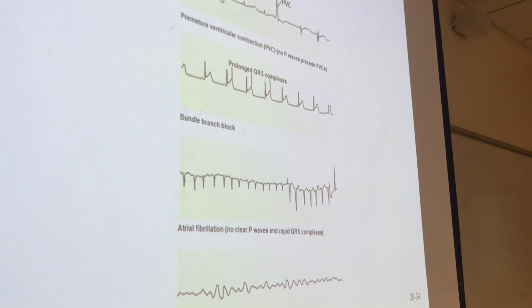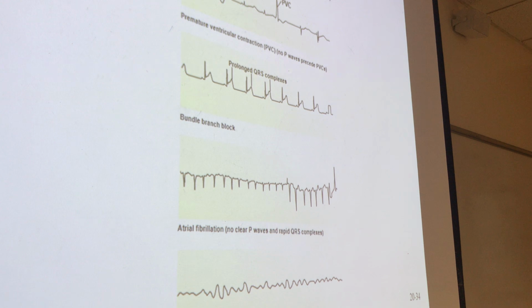But what happens is there's a miscommunication. The SA node fires correctly, but the AV node can't direct this communication to the ventricles. So the ventricles are not able to contract when they should. Here, we should see a P wave, and then we should see a QRS right away. But we don't, because the AV node can't send that message to the ventricular muscles because the bundle branches have been kind of cut off or blocked, right?